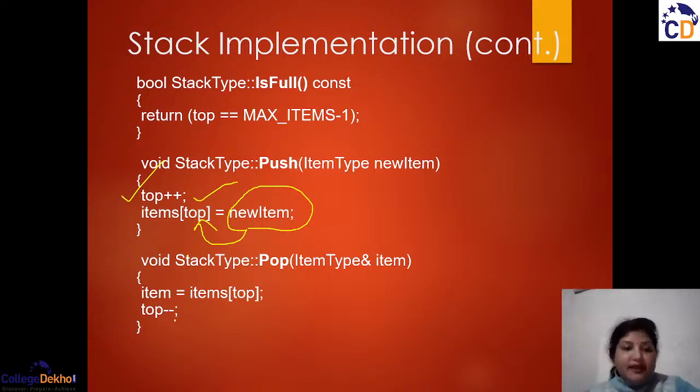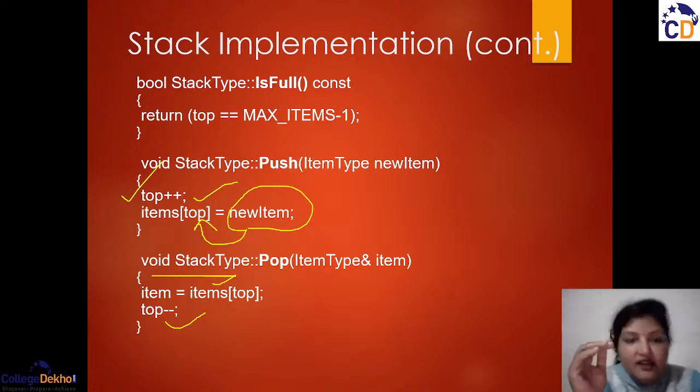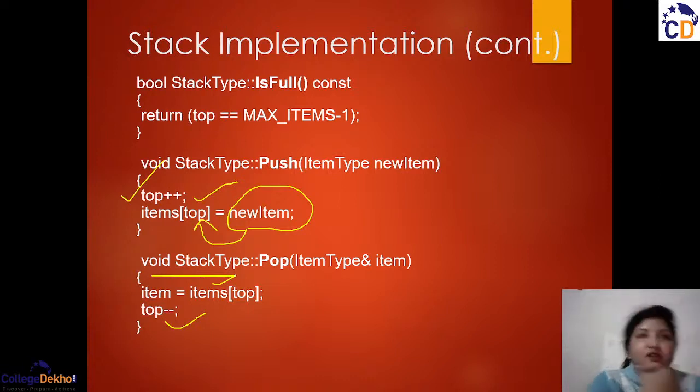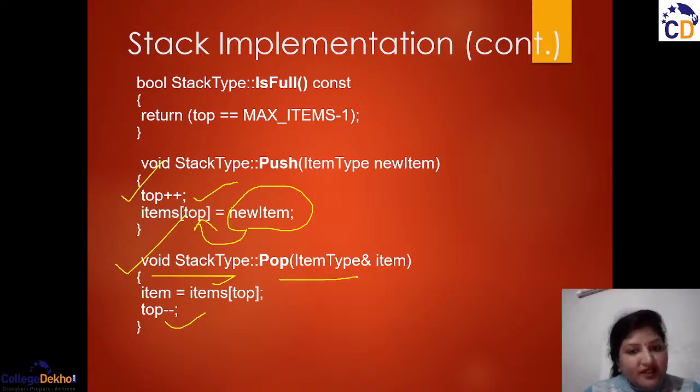And when you pop an element from the stack, you must be decrementing the top pointer. And which item? Obviously the item at the top. Take the top element, assign it to the item, and then decrement the pointer, right? This is very important while defining the push function and pop function, so always remember this part.